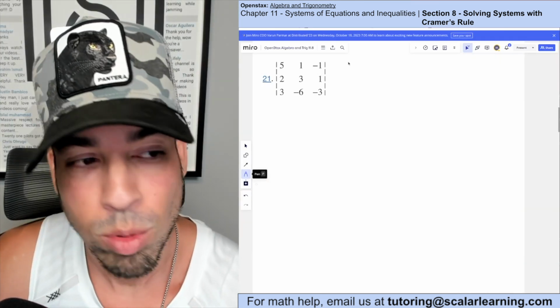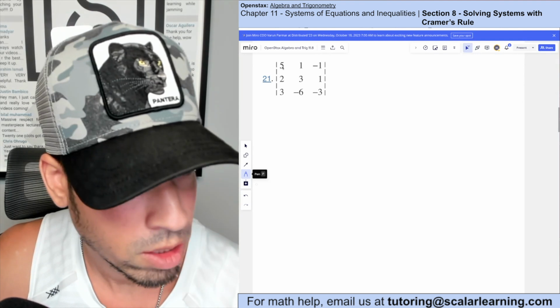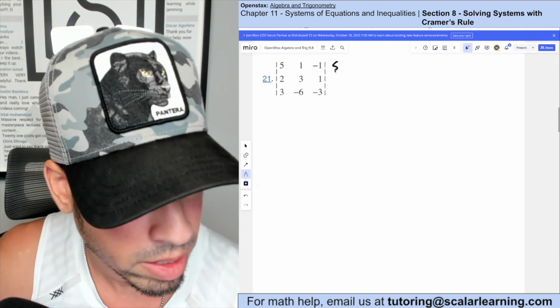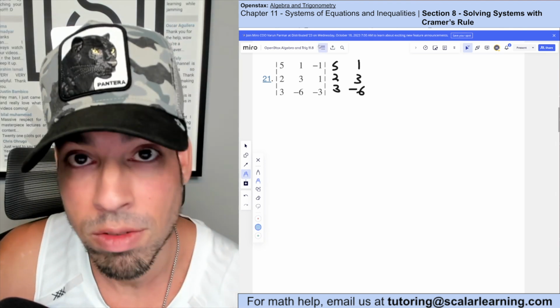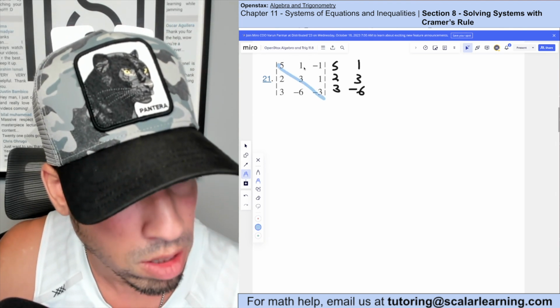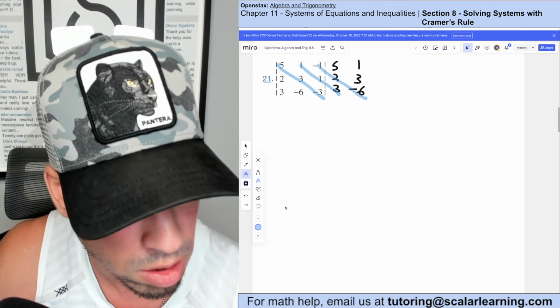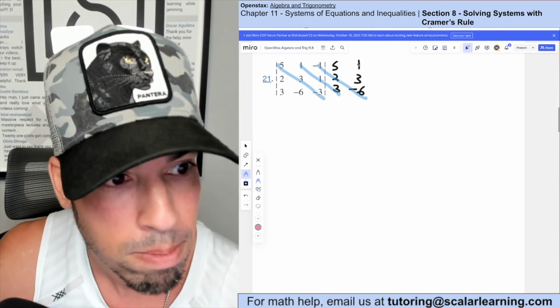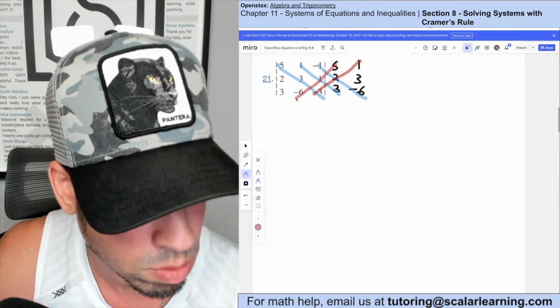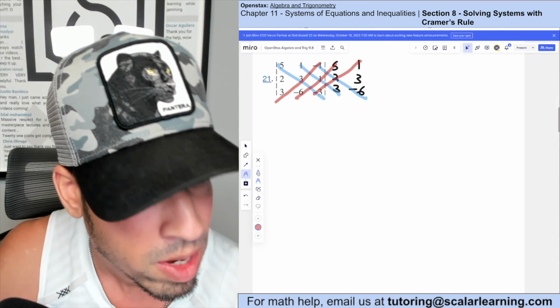Done. So for this one, to start calculating the determinant, we got to start by repeating column 1 and column 2 right here. So now that we got that written in, we're going to calculate some products via diagonal. So we got this product plus this product plus this product. So in blue, we're going to be adding them. And then in red, coming back the other way, minus this product, minus this product, minus this product. So I'm going to show you how to calculate this now.